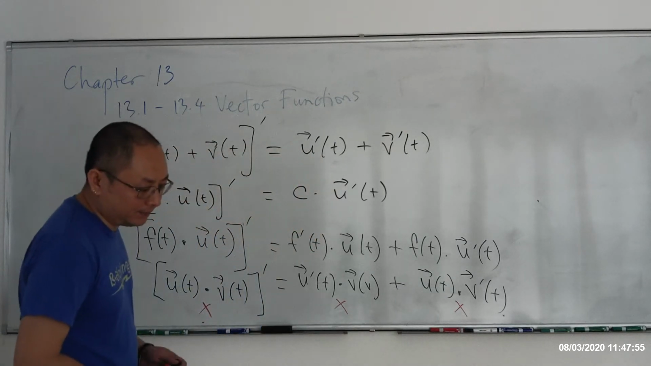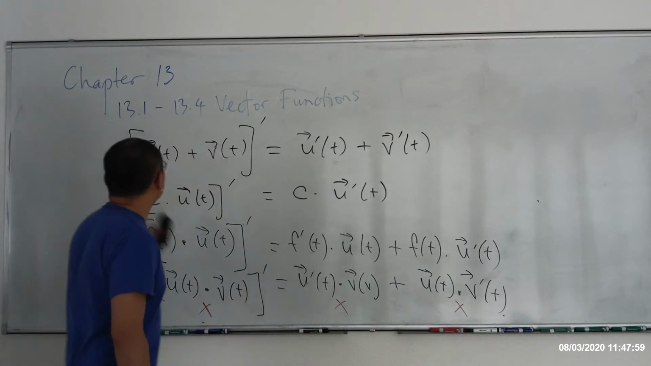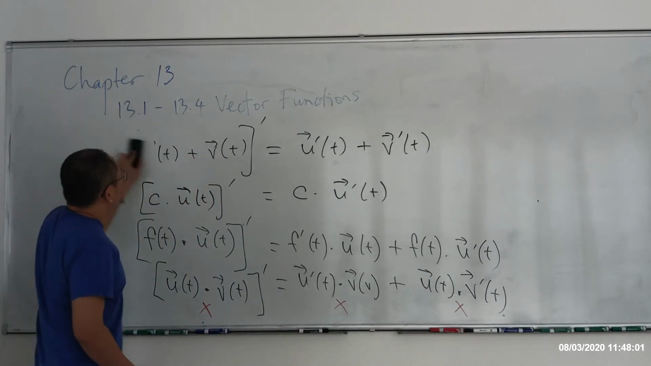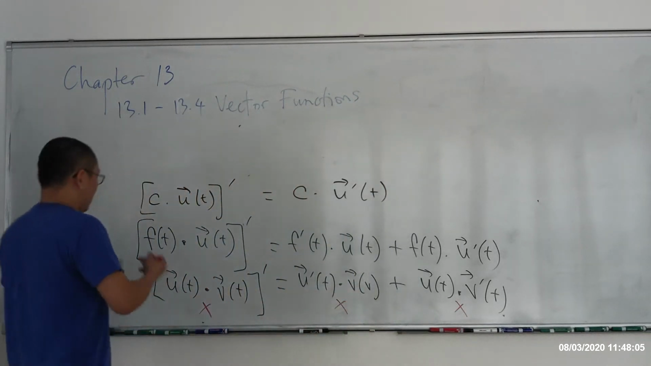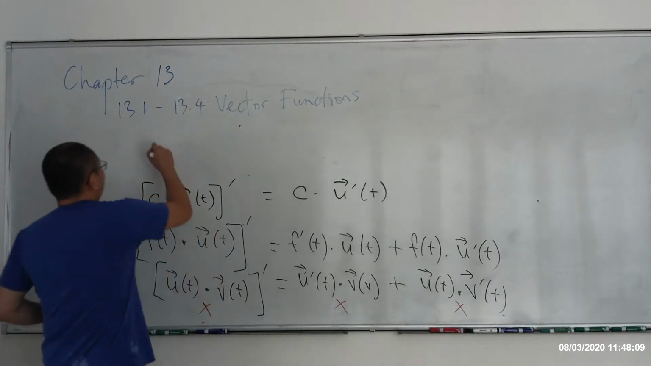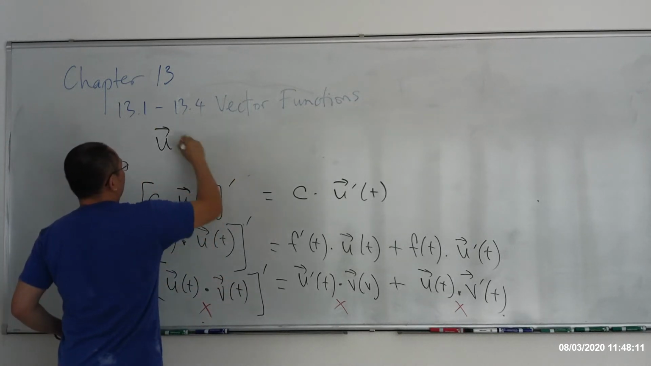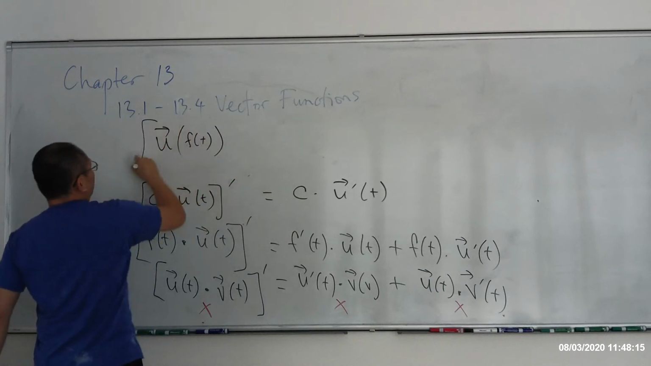All right. Last one, the chain rules. So instead of having function u with variable t, what if you got vector u with the variable, say f of t, and now you want to take the derivative.